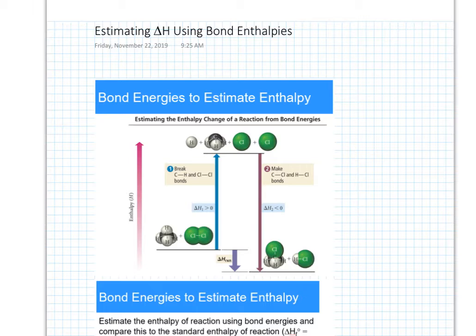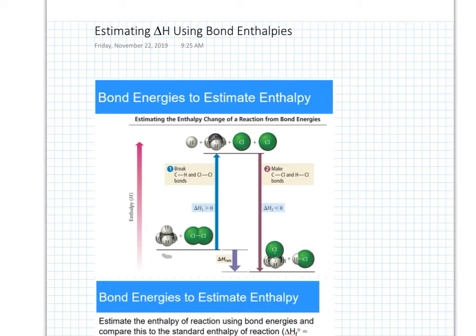Now I want to emphasize the word estimate because we don't actually get an exact number. If you do the delta H calculation correctly using calorimetry, you're actually nailing down delta H of a reaction. This is a way to estimate how much energy it will take and whether a reaction is going to be endothermic or exothermic. So this figure from your book shows you what's going on.